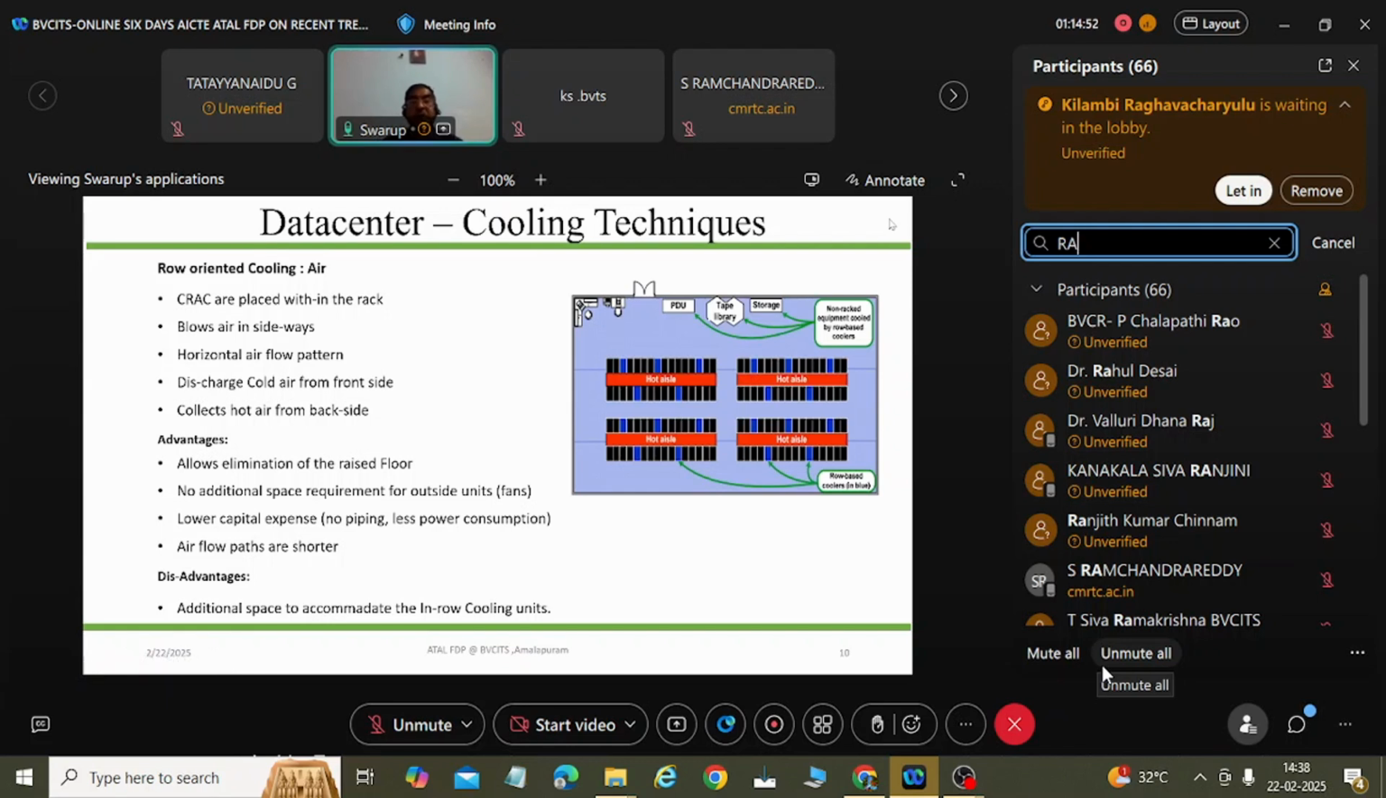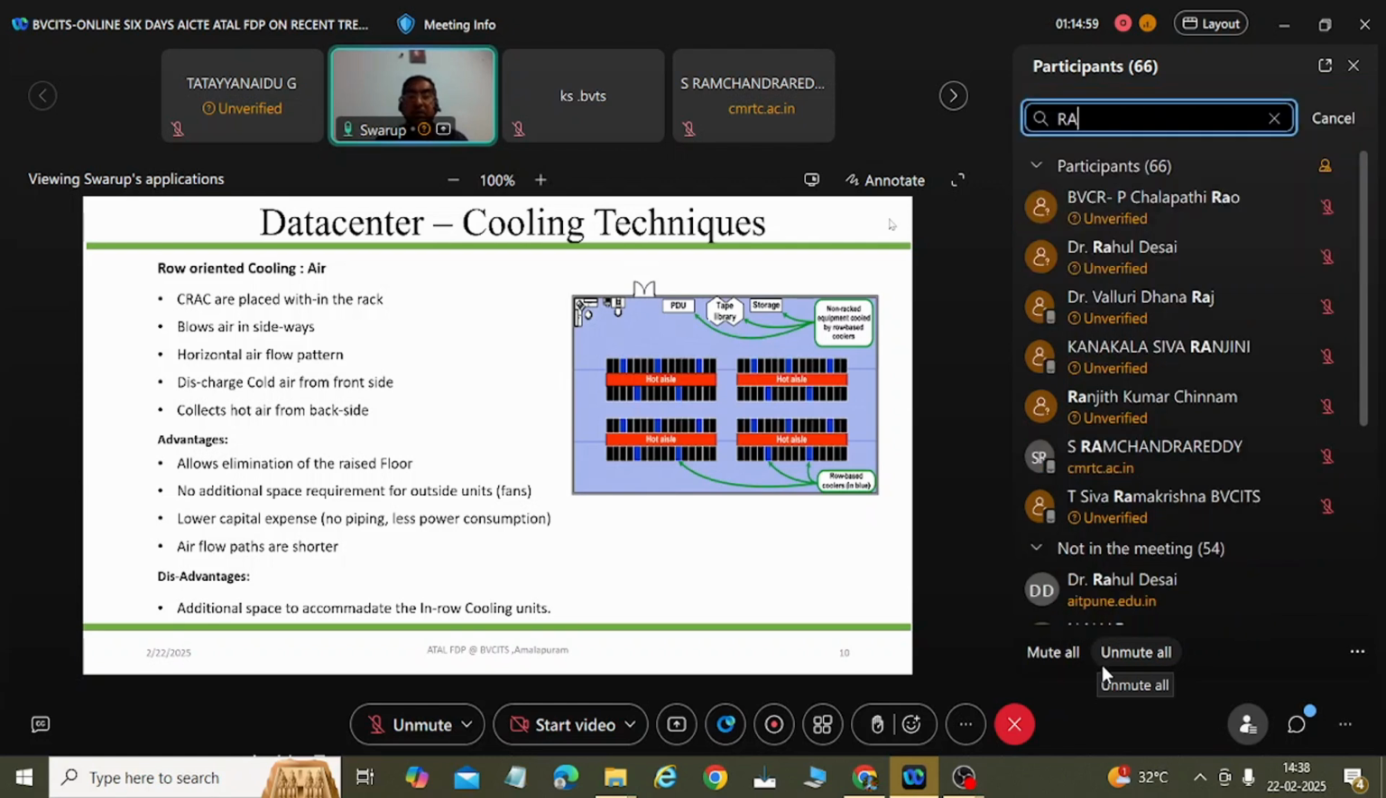And no additional space is required for outside units. I don't need additional fans or anything to be used there. There is lower capital expense because there is no piping, and less power consumption, because I don't need to do any channeling or piping, since only these units are there which are giving the cold air. So airflow paths are shorter.